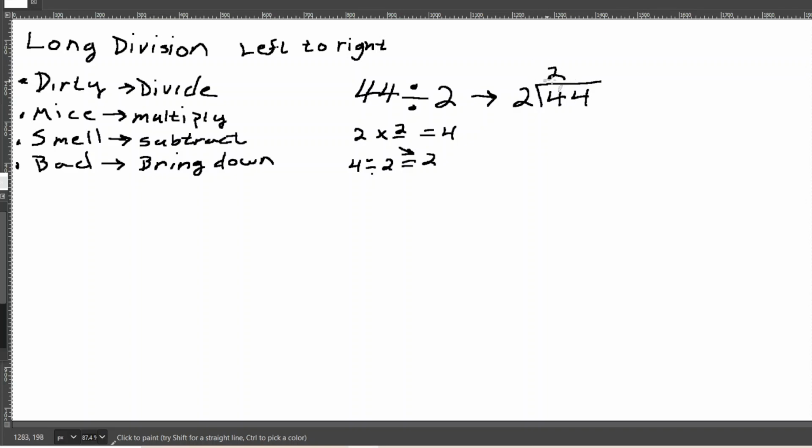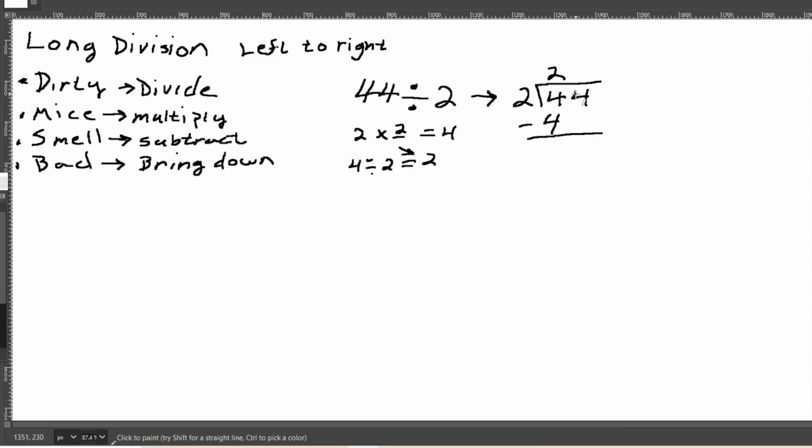Next, now that we put this number on top of the box, we multiply. We take this number and multiply it by this number. So our partial quotient here gets multiplied by the divisor. So 2 times 2 is 4. After we multiply the top number by the divisor, we subtract.